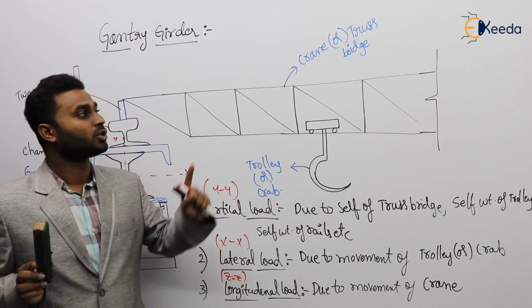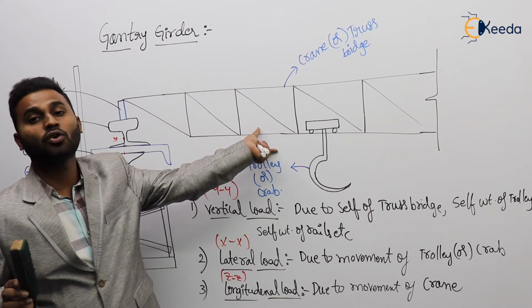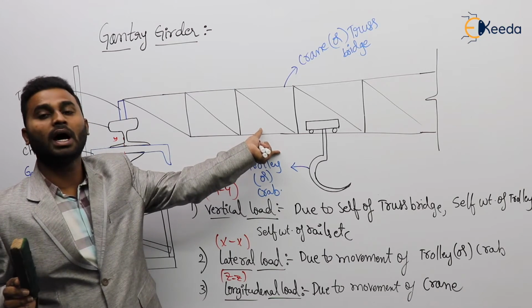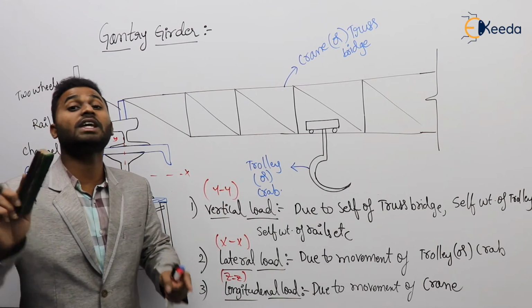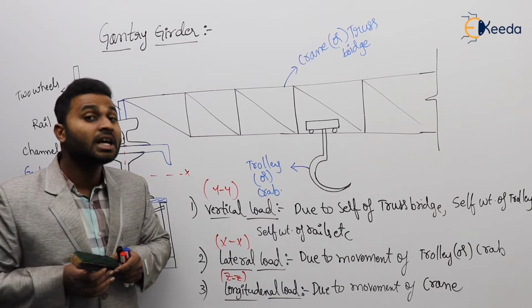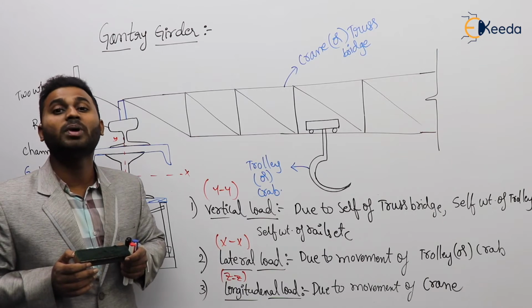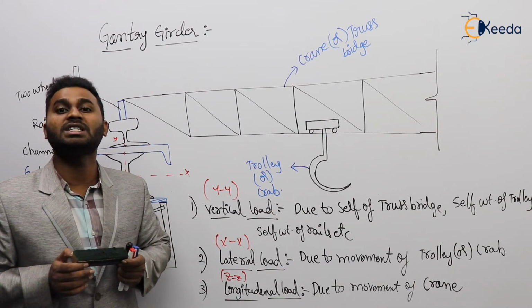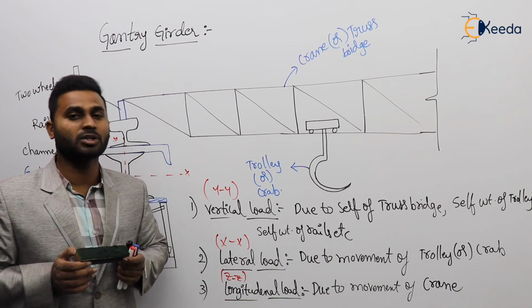Clear? So first we have to find the static load or the self weight of these things, and then we have to increase those loads, because of the movement of the trolley and crane. So how much is to be increased? That is known as the impact factor. Now let us see how much load is to be increased.